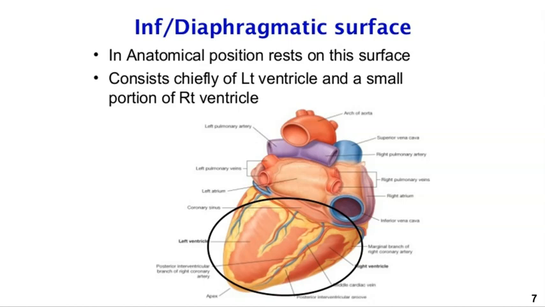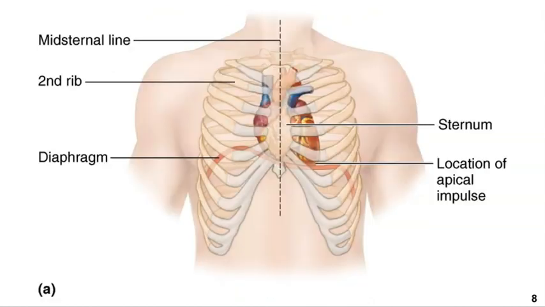The inferior or diaphragmatic surface is the part of the heart that rests on the diaphragm muscle. It mostly consists of the walls of the left ventricle, but it also does have some of the right ventricle that rests on the inferior or diaphragmatic surface. The apical impulse is the movement of the heart apex during the contraction of the heart, and it can be palpated or felt between the 5th and 6th left ribs.